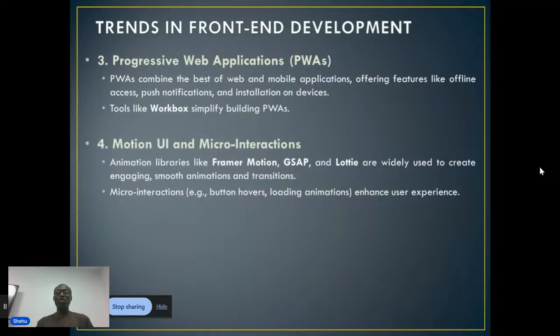So next we have motion user interface and micro interactions. Animation libraries like Framer Motion, GSAP, and Lottie are widely used to create engaging, smooth animations and transitions. Of course, those are one of the things that make the front end so appealing. You know, the animations and the transitions and all that. So yes, they actually beautify the front end system very well.